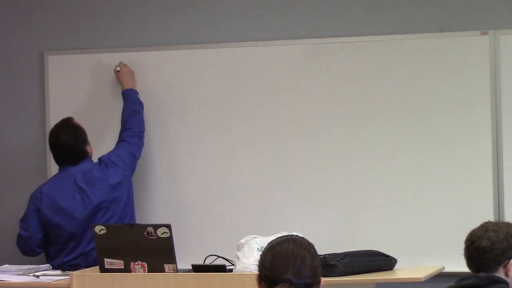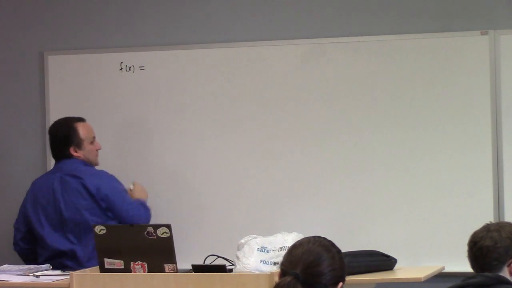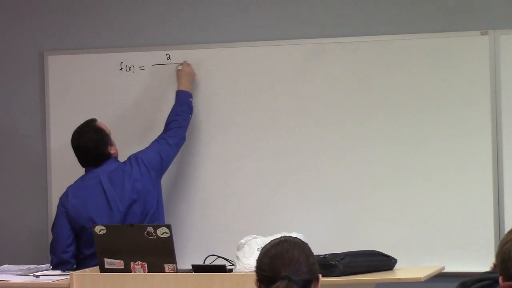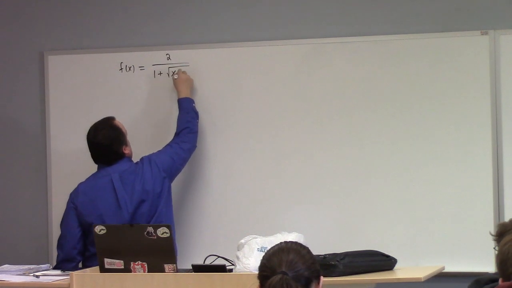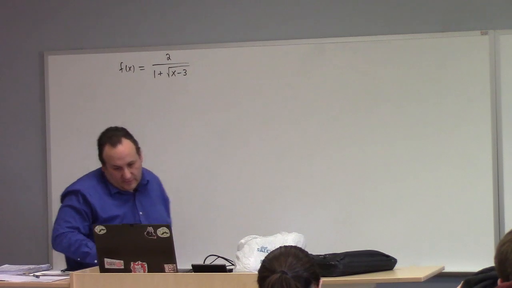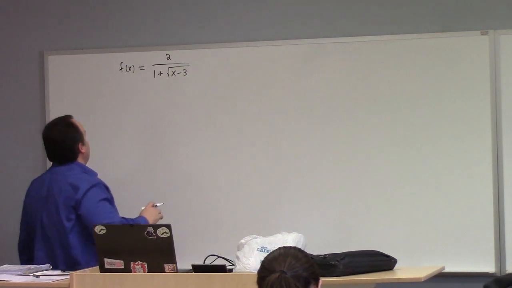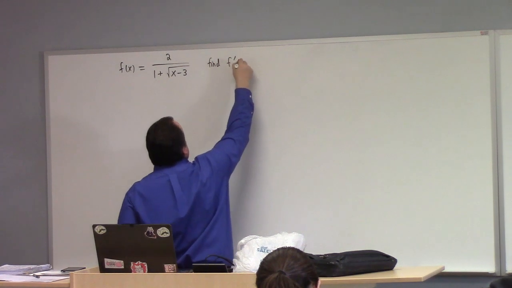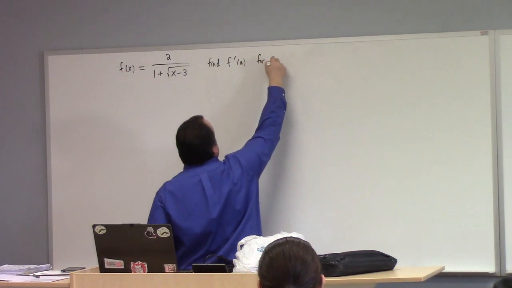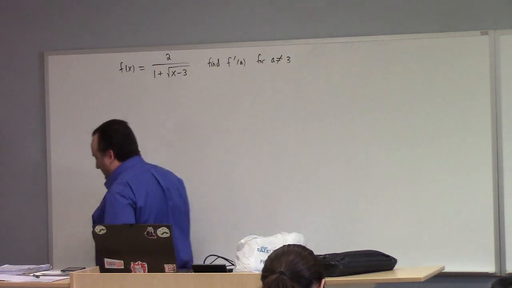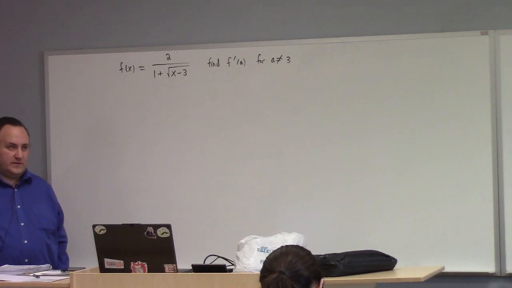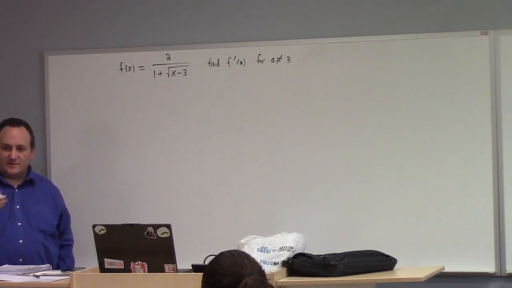So that one is, you've got f of x equals 2 over 1 plus the square root of x minus 3, right? And you're supposed to find f prime of a for a not equal to 3. So you got choices here. You could either go with the limit as h goes to 0 or x goes to a. What's your preference?